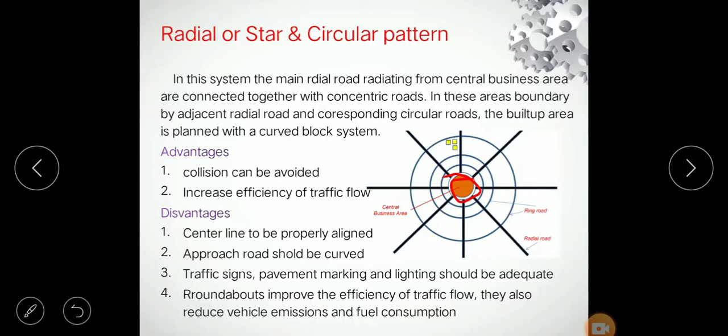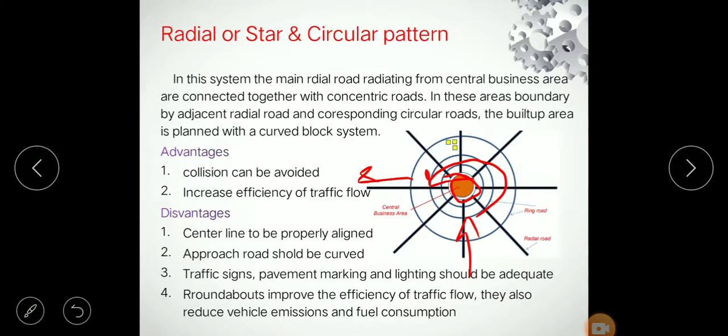How can the collision be avoided? Suppose I am moving along this direction and I want to take a turn towards the left side. I cannot directly take a turn. What should I do? I should take a round around. I have to move out in this direction, right? So ultimately the collisions can be avoided. This all is managed by the proper traffic signal system.